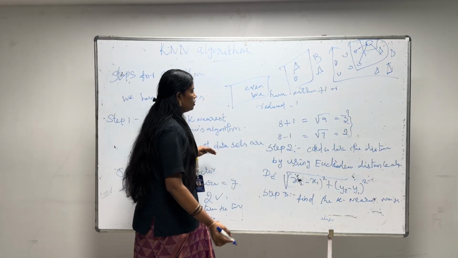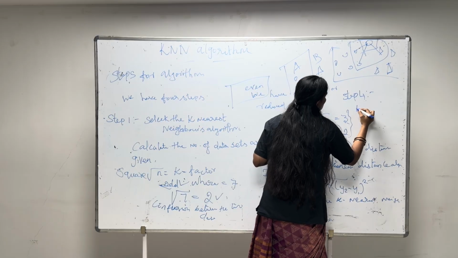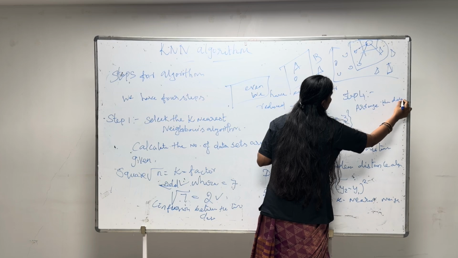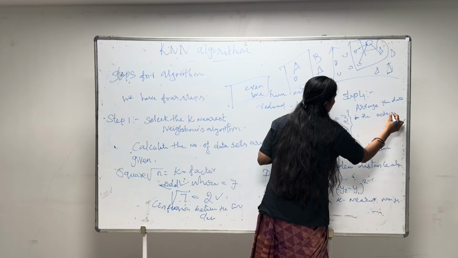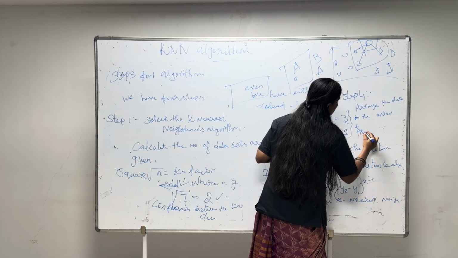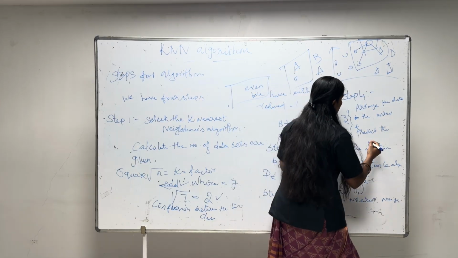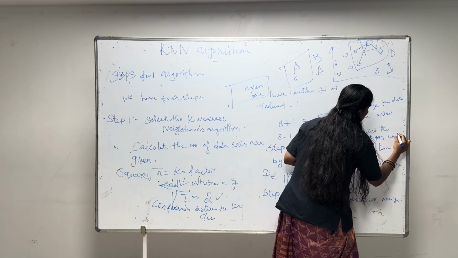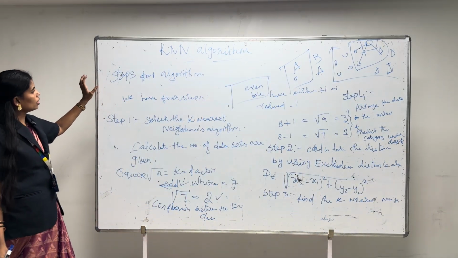So at last we have the step 4. The step 4 is nothing but arrange the data sets in order and predict the category with similar category under the classification process. So these are the 4 steps we are going to see in the problems.